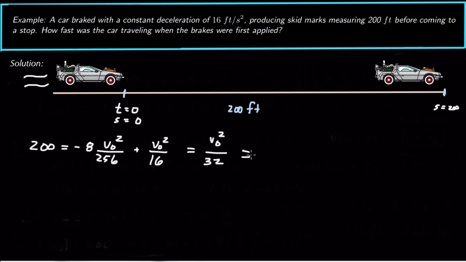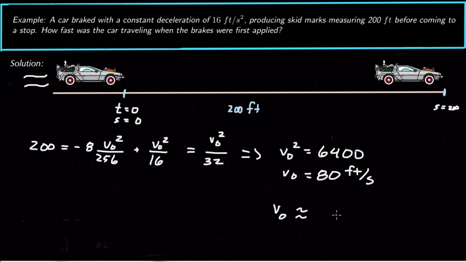That tells us v0 squared will be equal to 6400, and that tells us v0 is 80. Now, 80 what? Well, our units all started out in feet and seconds, so this is v0 in feet per second. If you convert that to miles per hour, that will be about 55 miles per hour. And that is our solution to this problem.